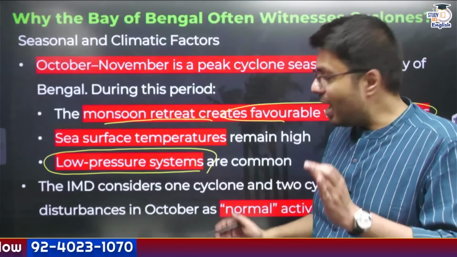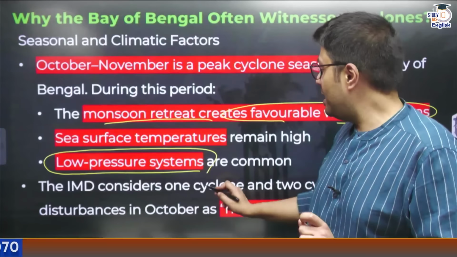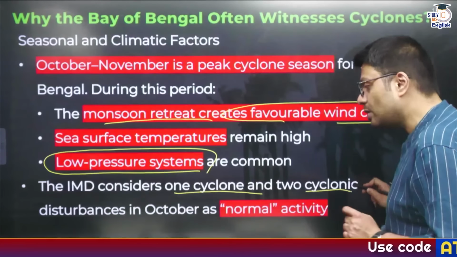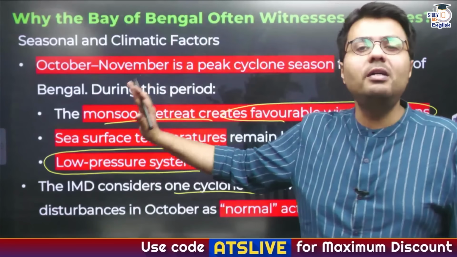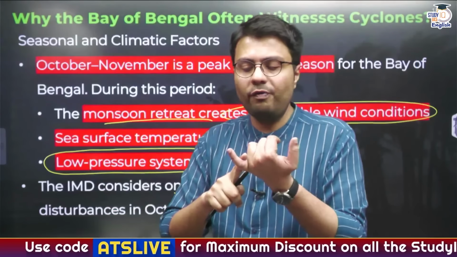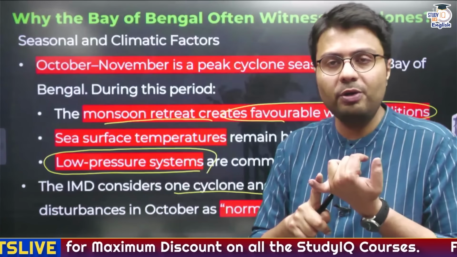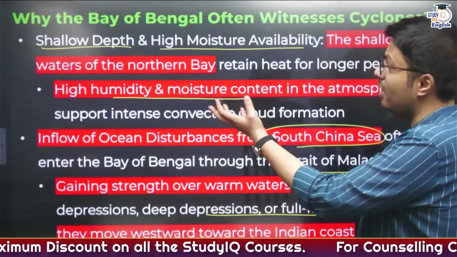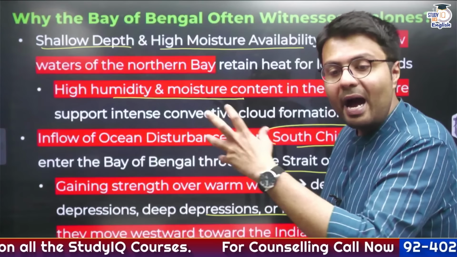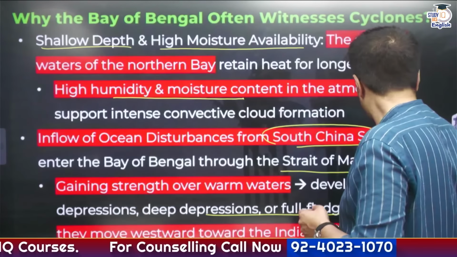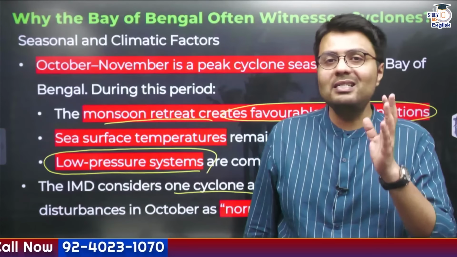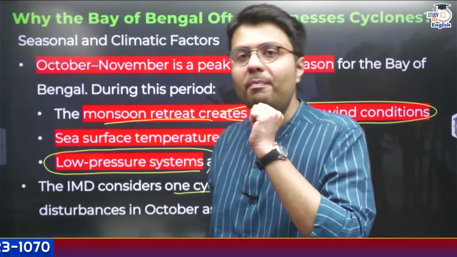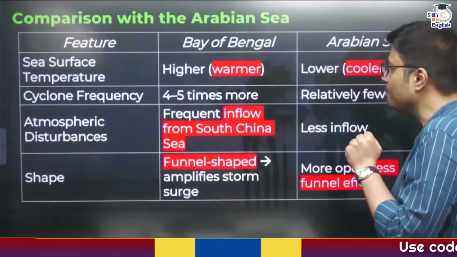So therefore IMD, the Indian Meteorological Department, considers 1 cyclone and 2 cyclonic disturbances a normal activity in the Bay of Bengal. So these were the ultimate reasons. First was funnel shaped geography, third was warmer sea surface temperature, another one was shallow depth and high moisture availability, and arrival of an oceanic disturbance from the South China Sea, in addition to seasonal and climatic factors, that has led to the emergence of more cyclones in the Bay of Bengal region as compared to the Arabian Sea.